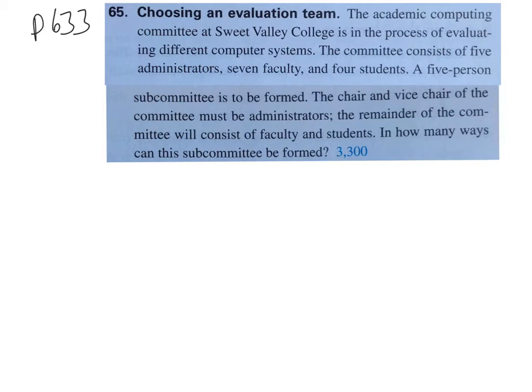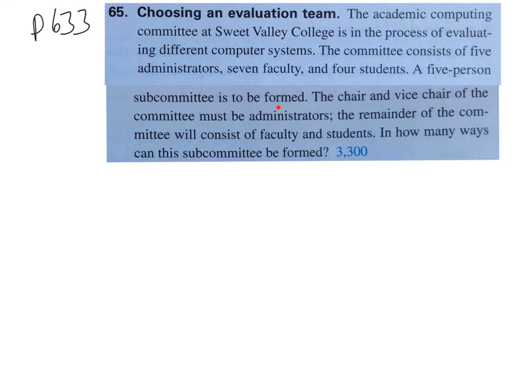Very similar problem here on page 633 as well, number 65. We have an academic computing committee at some college, and the committee consists of 5 administrators, 7 faculty, and 4 students. Okay, so that's what we have on the committee. Now we're going to form a 5-person subcommittee. So really quick, we had 5, 7, and 4. That's 12 and 4, 16, right? So that means there's 16 people total, and we're going to choose a 5-person subcommittee. So just keep that in mind.